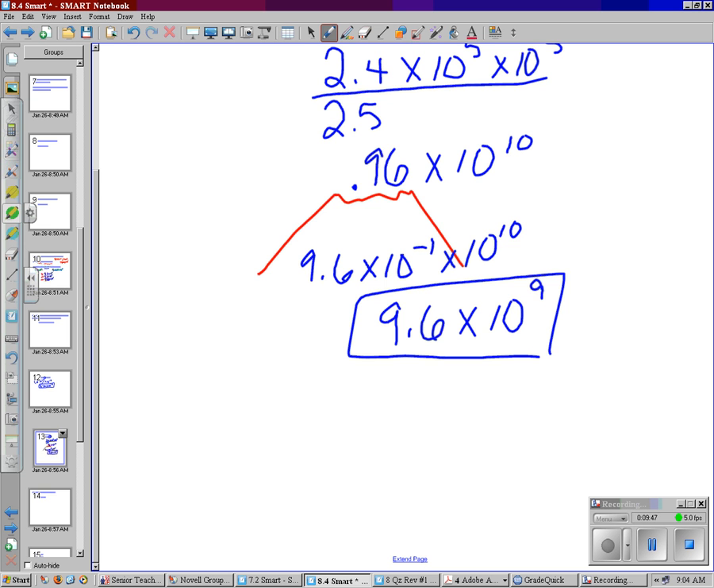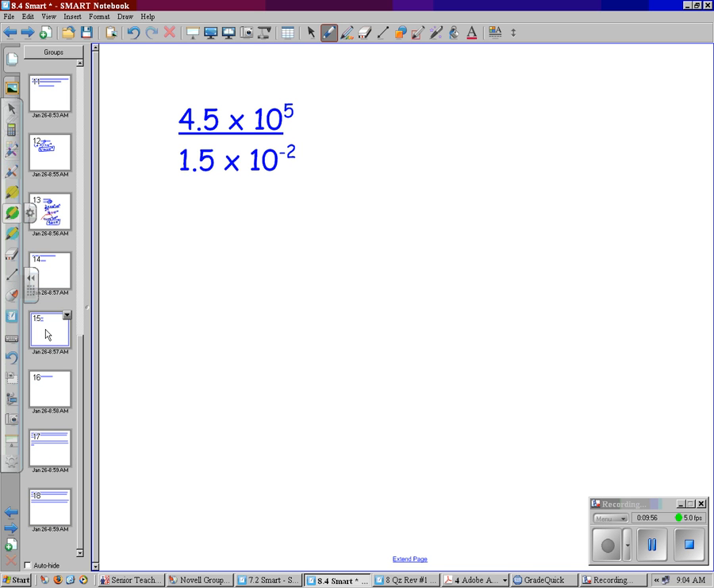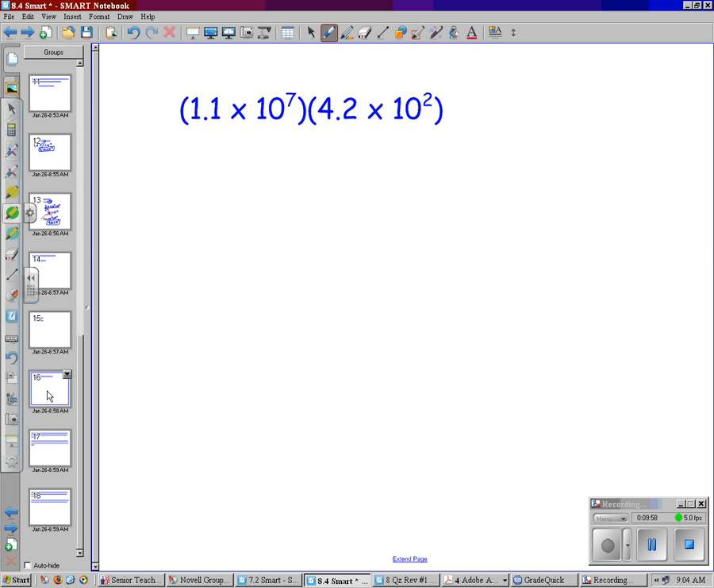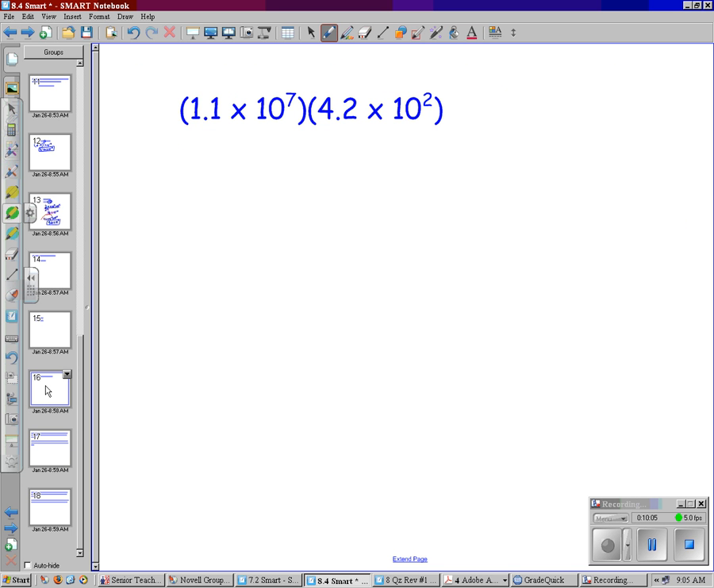Good. Let's see here. More examples if needed. Do we need another one of this kind? No. How about another one of this kind? No. Another one of this kind. Nope, we're good to go. Wait, can you go back to just this? You add what?